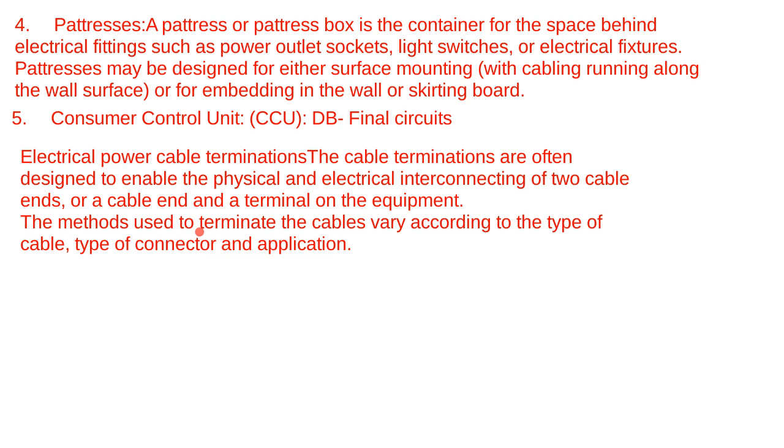And we are saying that the methods that are used to terminate these cables vary according to the type of cable that you're using, or the type of connector. So this applies to the equipment or the application. What do you need? What are your cable terminations meant to achieve? The common types of terminations are the crimp connection, the soldered connection, compression termination, and the wire wrapping connection.